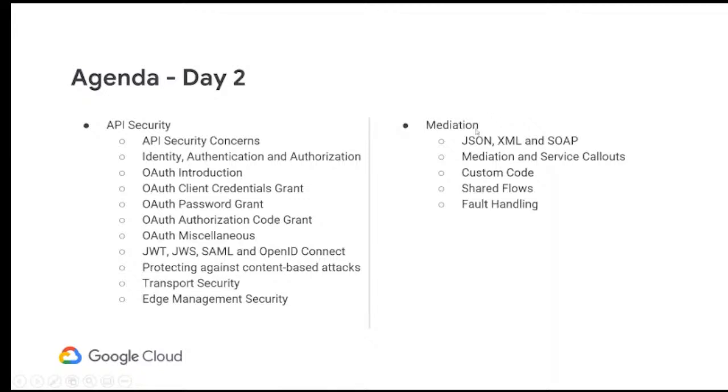After that, we will cover mediation, which is working on the payload, modifying the payload from one type to another type. So JSON to XML, XML to JSON, SOAP to REST conversions, those kinds of use cases we will cover. We will learn mediation and service callout. Apigee has this service callout feature in which you can call multiple services, mash up the response or do the orchestration, create a final response, and give the final response to the client. Those kinds of things we will cover.